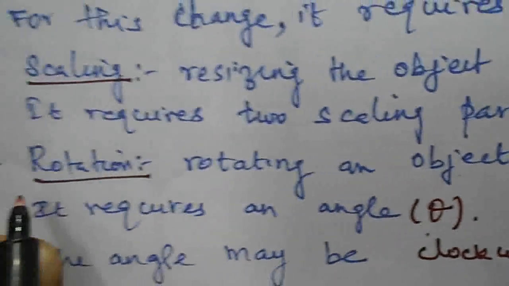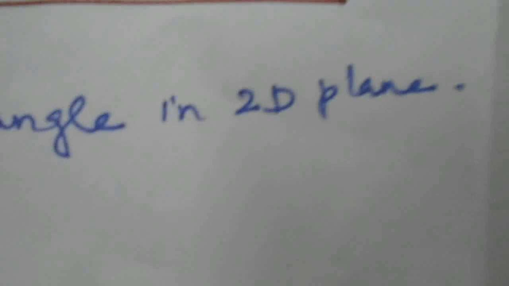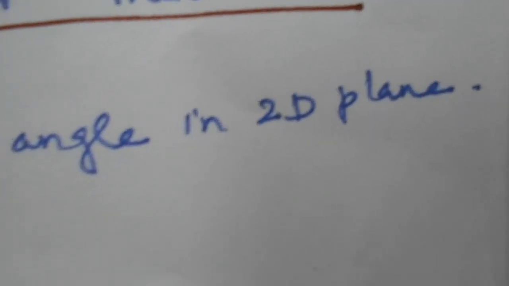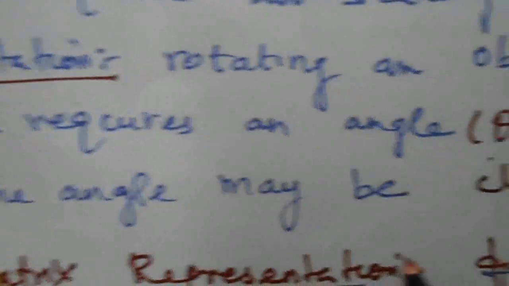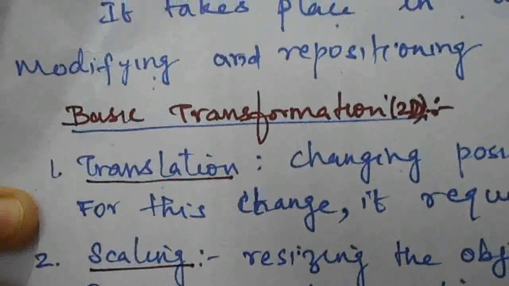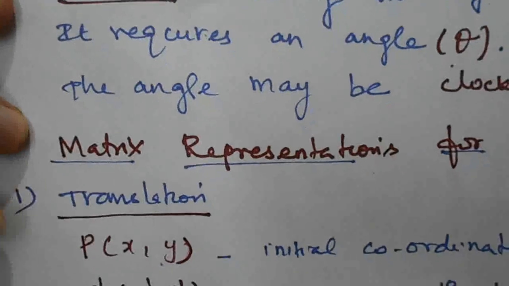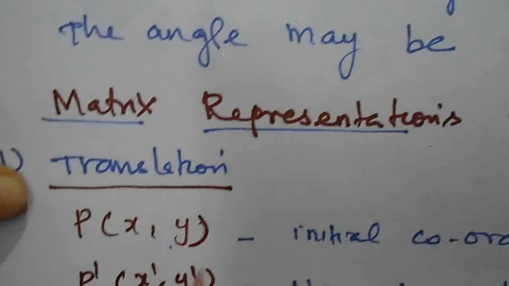Then the third basic transformation, rotation. Rotating an object with respect to an angle in the two-dimensional plane. It requires an angle theta. The angle may be clockwise or anti-clockwise. Now I have just given a short introduction about the basic transformations. Now let's see them one by one.